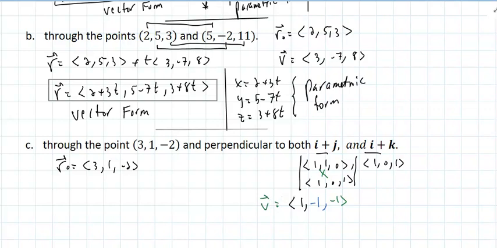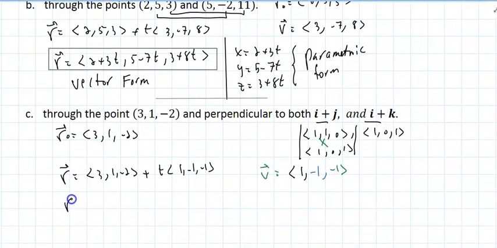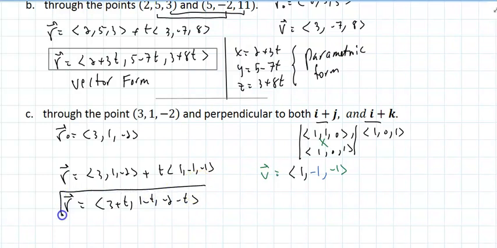And now that I have v and I have r, well, guess what? Pretty much I'm done. r equal r sub 0 plus v times t. And my equation is actually r equal 3 plus t, 1 minus t, and negative 2 minus t. There's my vector form. Parametric form, I know how that goes.